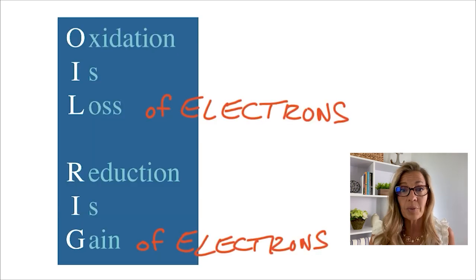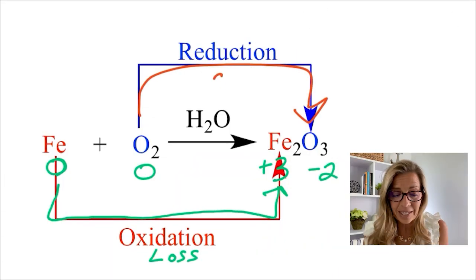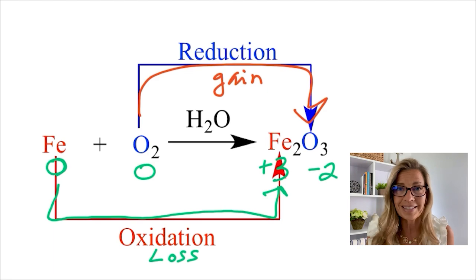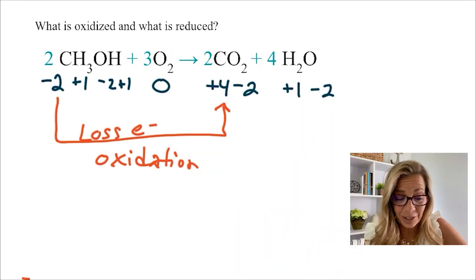So how do we know if we have a redox reaction? What did he do? He gained electrons. So this is the oxidation.